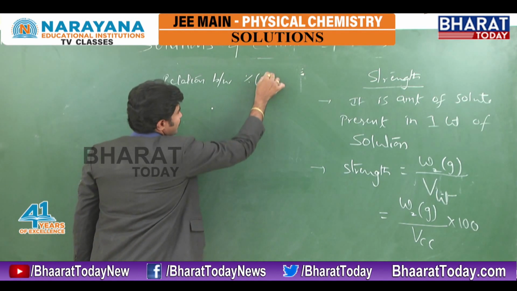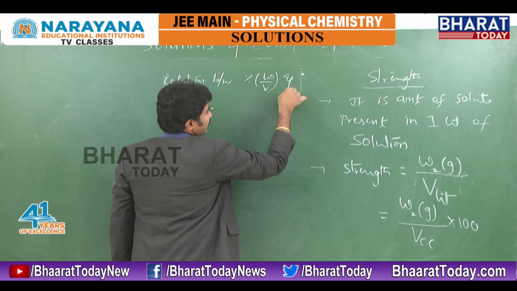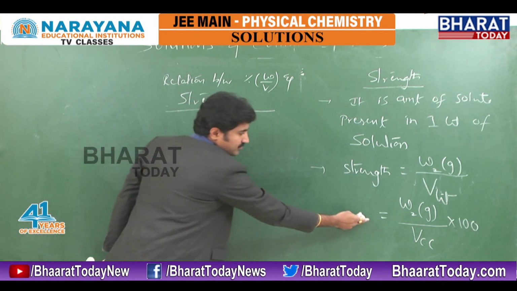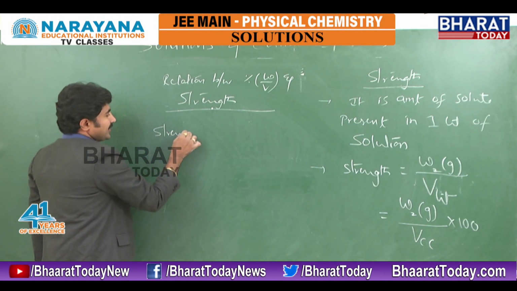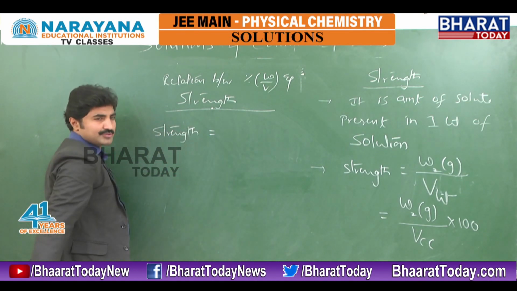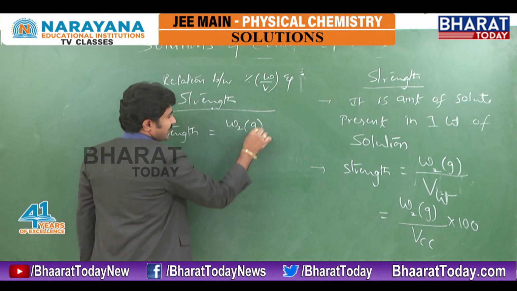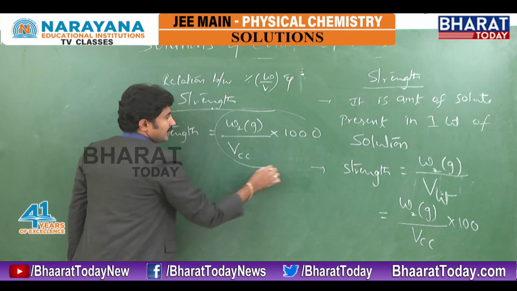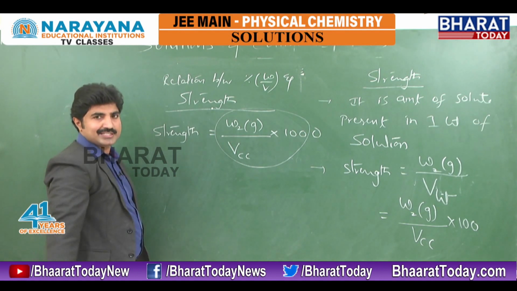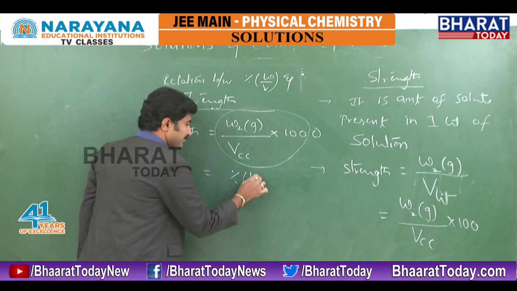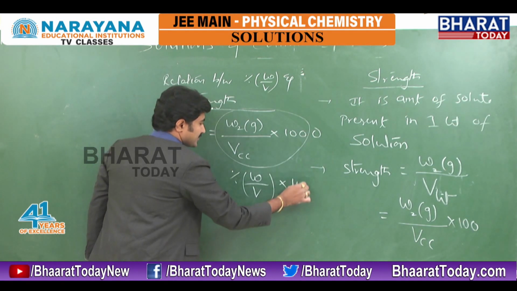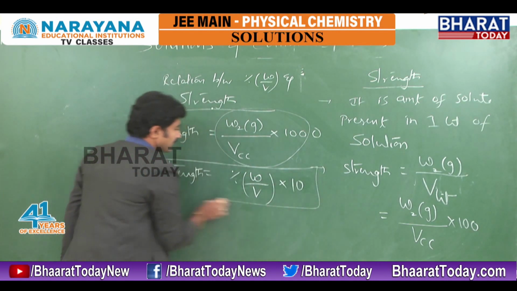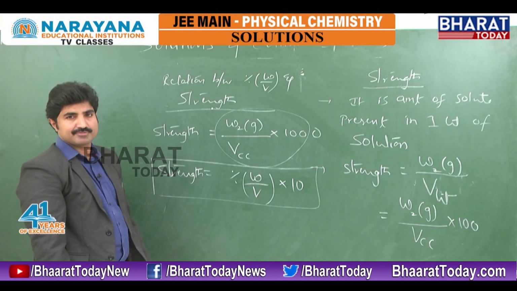Now based on this we can take the relation between percentage weight by volume and strength. If you take this strength expression, what is strength? It is the amount of solute present in 1 liter of the solution. So W2 in grams by volume of the solution in cc into 1000. But we know W2 in grams by V cc into 100 is percentage weight by volume. Therefore, 10 times the percentage weight by volume is strength. So this is the relation between strength and percentage weight by volume.